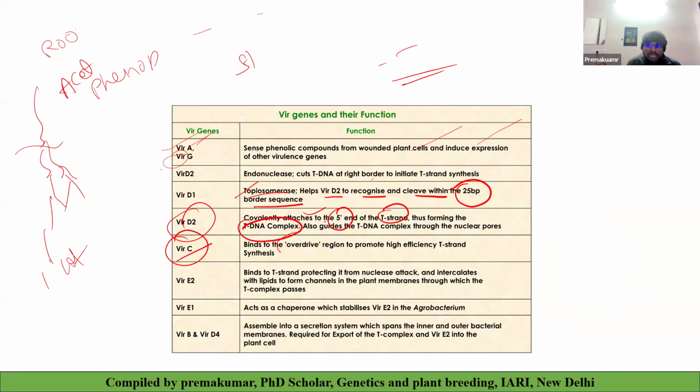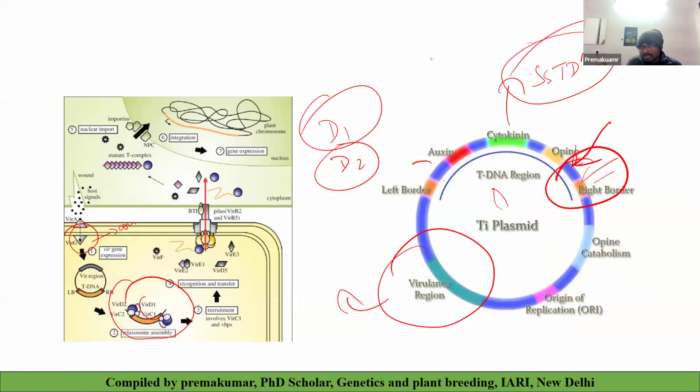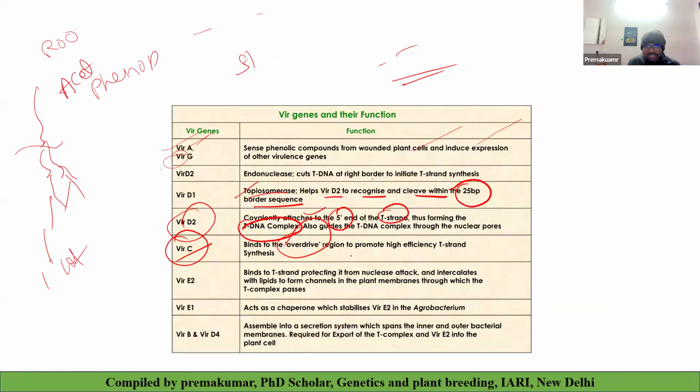It binds to the overdrive region. Another region will be there near this, the overdrive region. It binds to the overdrive region and promotes the efficiency of the strand transitions.